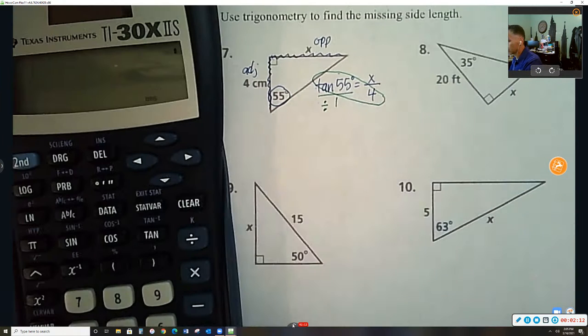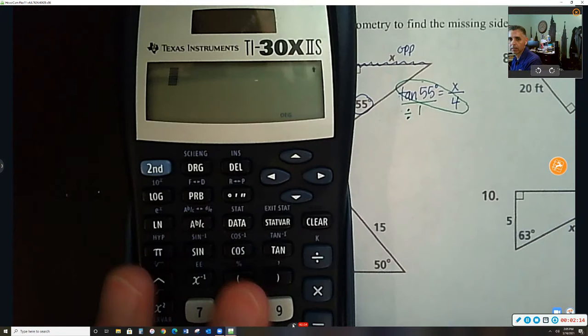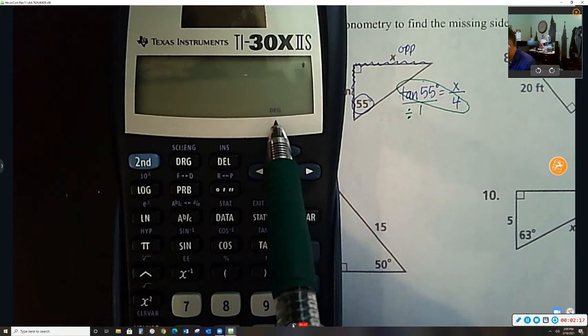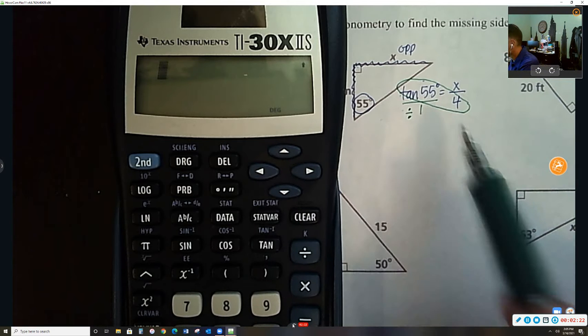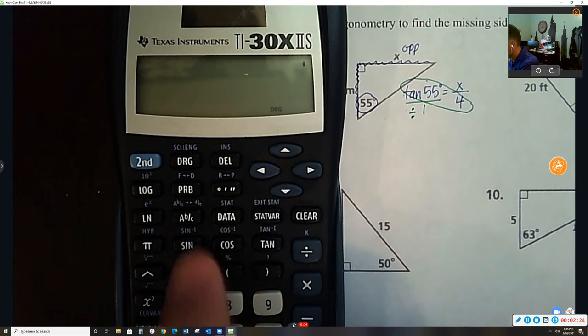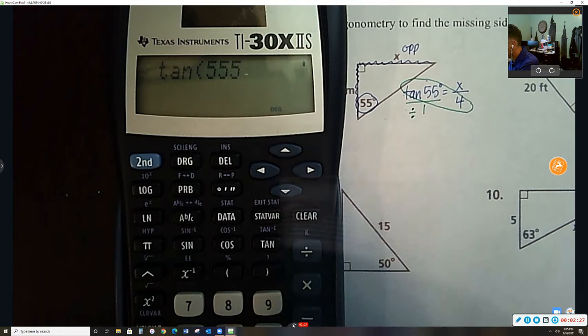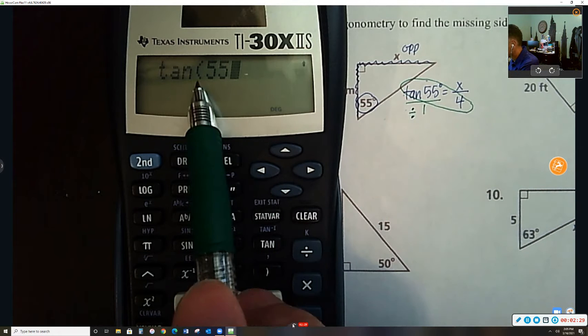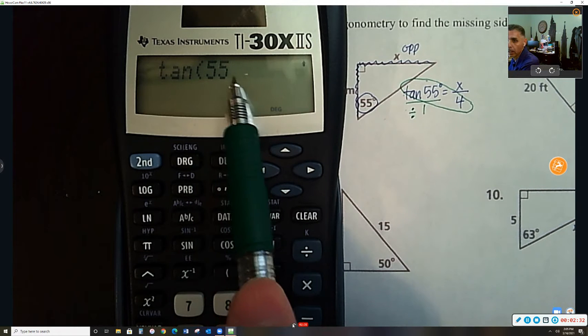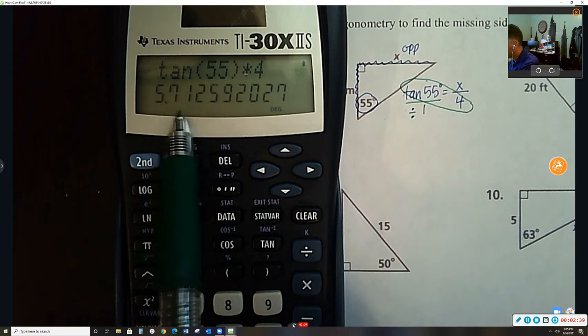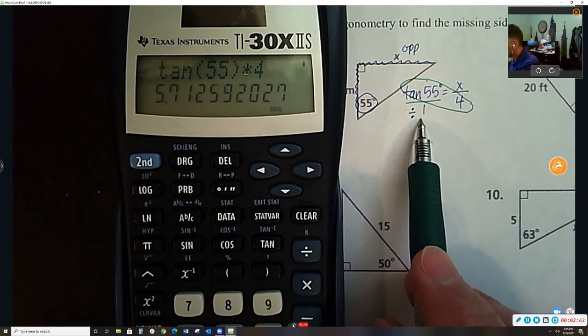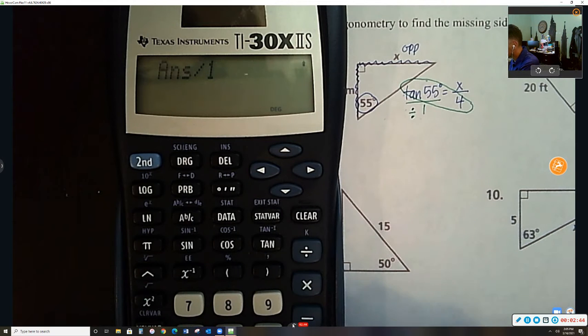Remember, when you type this into the calculator, make sure it is in degrees. It should say DEG somewhere. So if I wanted to solve this, I'm going to type in tangent of 55 degrees. You guys see how that parenthesis opened up? You need to close the parenthesis, multiply that by 4, and then you get 5.7, and then you divide it by 1. You actually don't need to divide by 1 because anything divided by 1 is the thing itself.